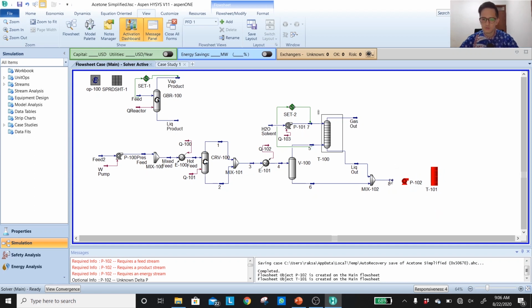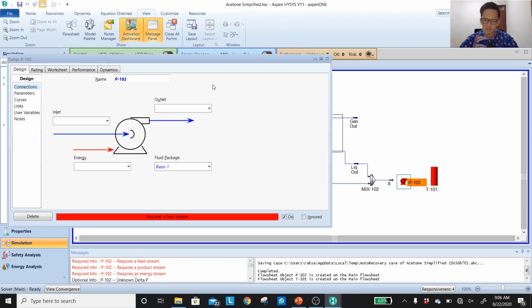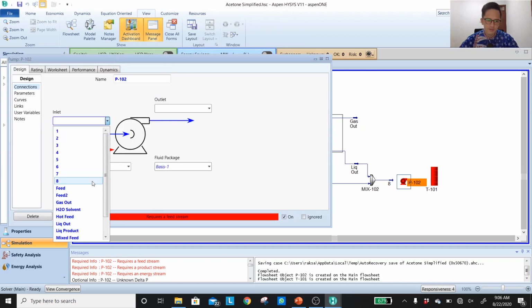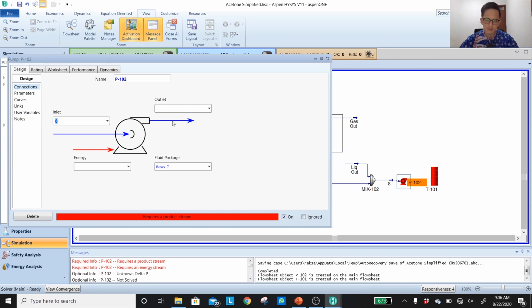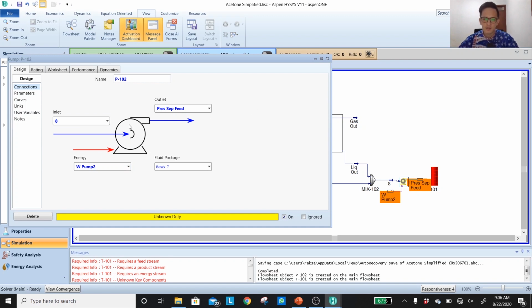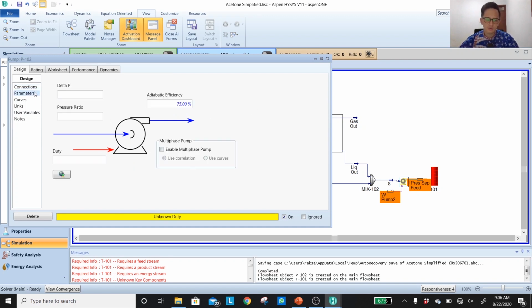So I will rename the stream, open the pump, so the inlet would be stream 8 in my case. Just check your stream name. Okay, outlet, let's say that's the pressurized separator feed, and then the energy to be my work of the pump 2, second pump. Okay, unknown duty, and you can use the principle that we talked about in the previous video.